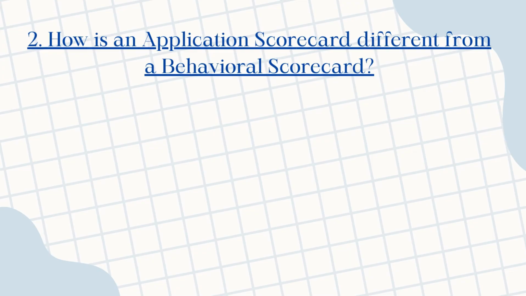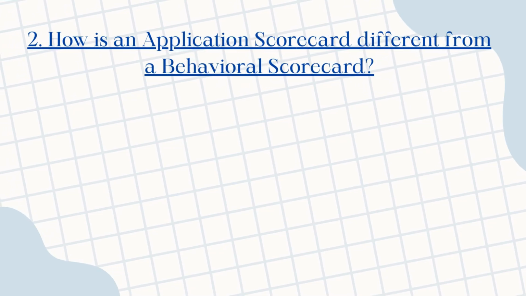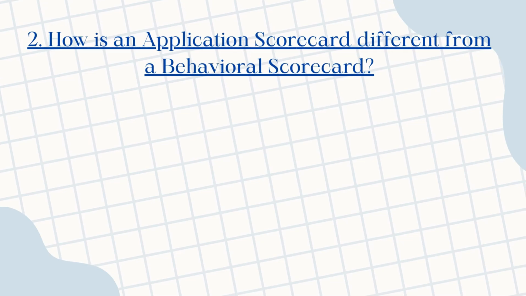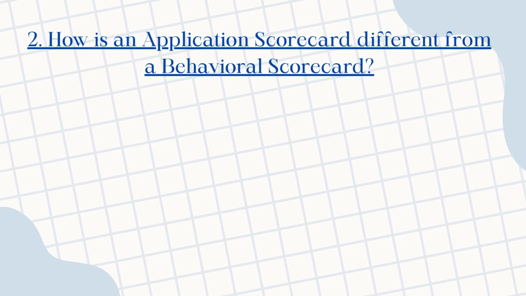Next question is, how is an application scorecard different from a behavioral scorecard? Here, the purpose is to assess and test your understanding of portfolio segmentation and how models differ across the credit life cycle. They want to see if you know when and why to use different scorecards and how input data changes based on customer stage.